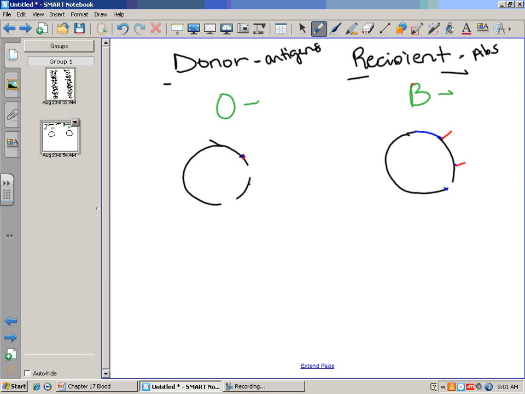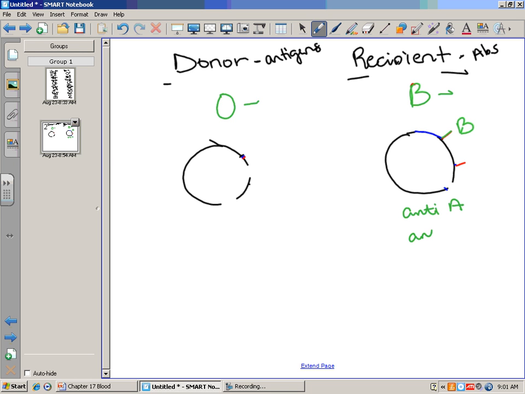Okay. O negative is my donor. What antigens does he have on his surface? None. Okay. What antigens does my recipient have? B. Doesn't have RH because he's negative. Okay. Got B's. What antibodies does he have?